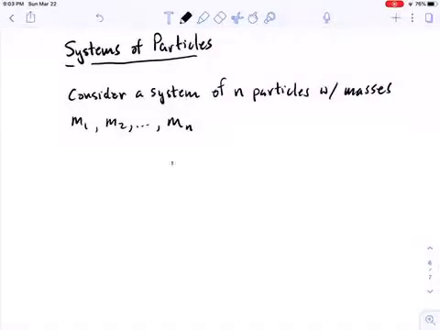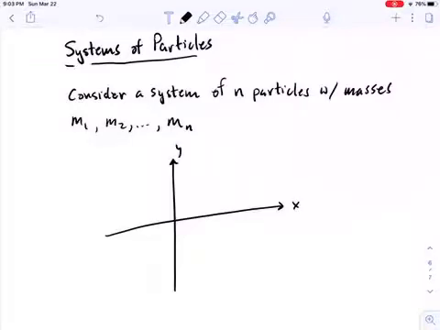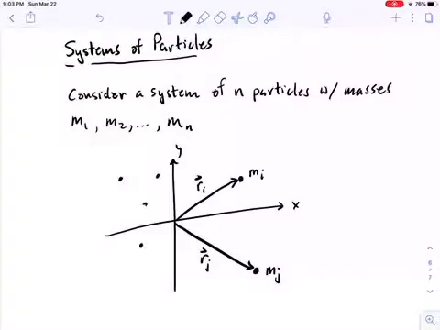So we could draw a coordinate system, x, y, and we could say that there's a position vector, ri, that goes out to a particle with mass mi. And then there's another position vector, rj, that goes out to a particle of mass mj. And so that's just some of the particles, and then there's all these other point particles that exist in our system.